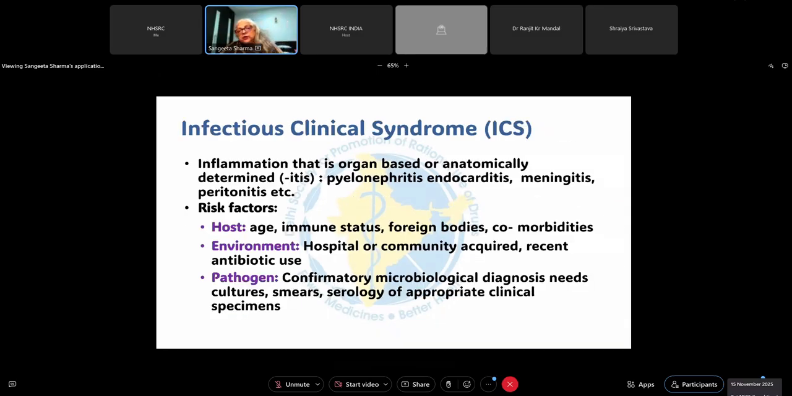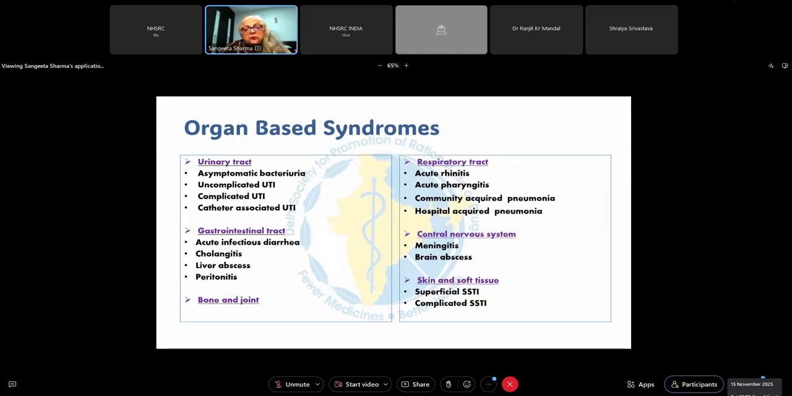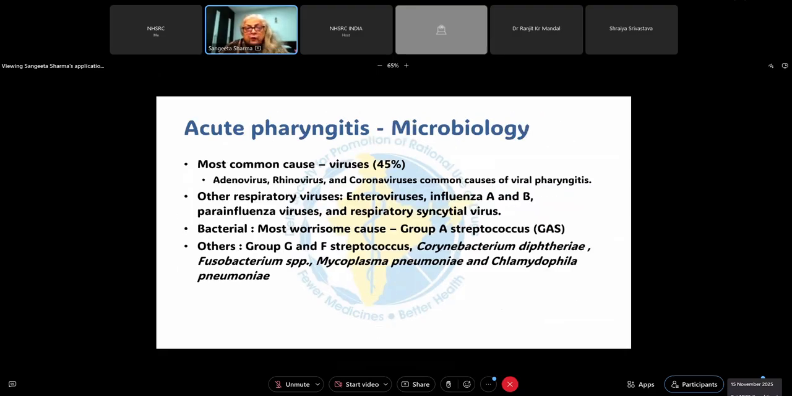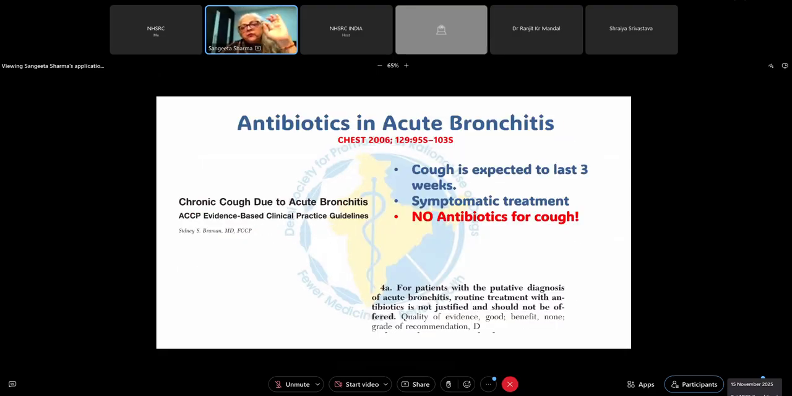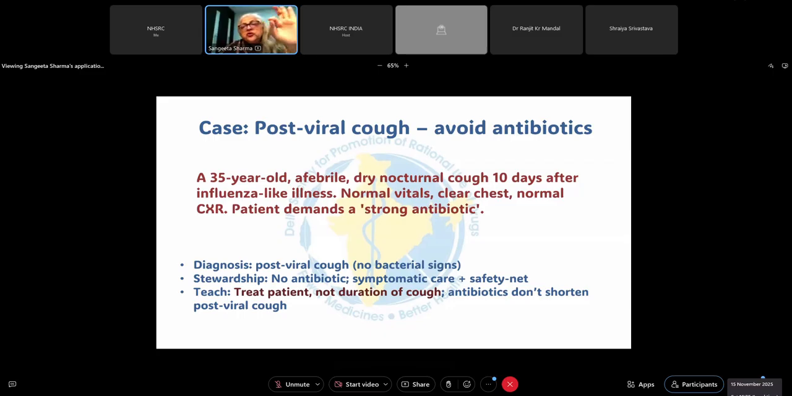And you can use this infectious clinical syndrome approach for this. I think one very specific example: post viral cough does not need antibiotic. Avoid antibiotic, it will respond to supportive symptomatic care. Home remedies will work, but no antibiotic. Treat the patient, not the duration of the curve.